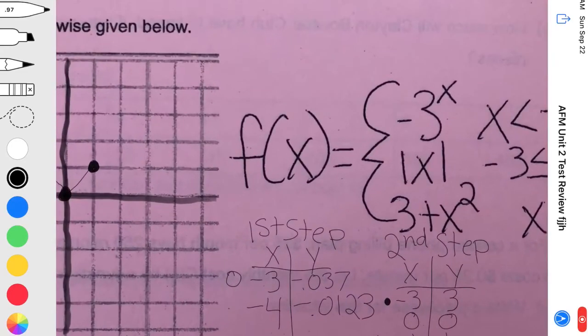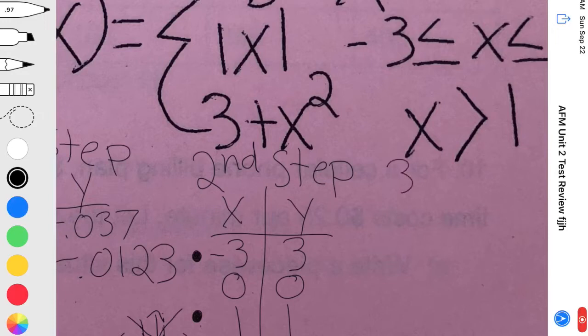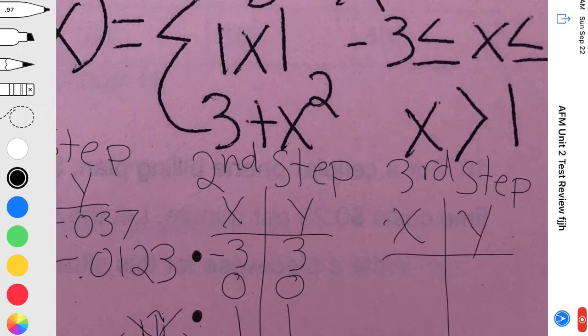Then step 3, we have x plus x squared. So our third step, x, y values. So we're going to go back to y equals. You're going to clear out that step 2 and type 3 plus x squared.